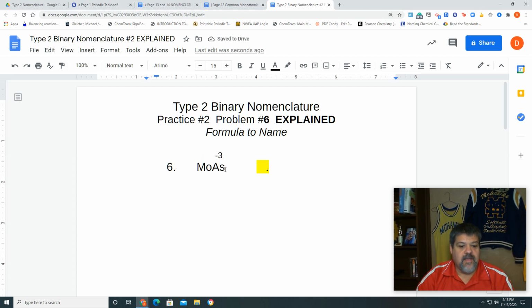Now, since I only have one of each one, whatever the charge of arsenic is must be the charge of molybdenum, but it's got to be the opposite charge. So since there's only one of each one, whatever the charge of this one is, that's the charge of that one. So we're going to say molybdenum 3 arsenic.